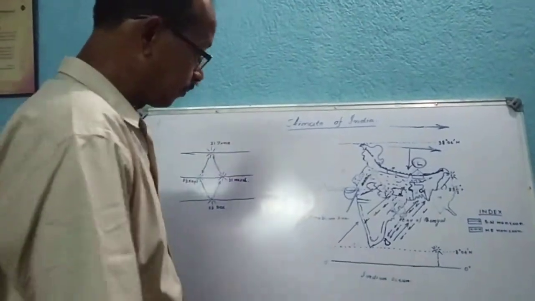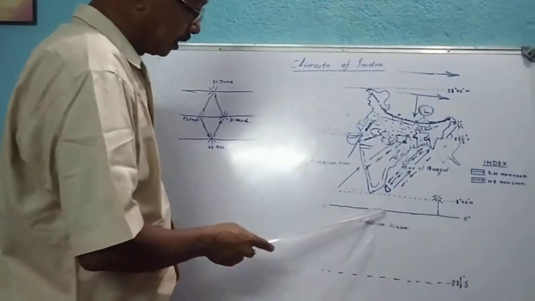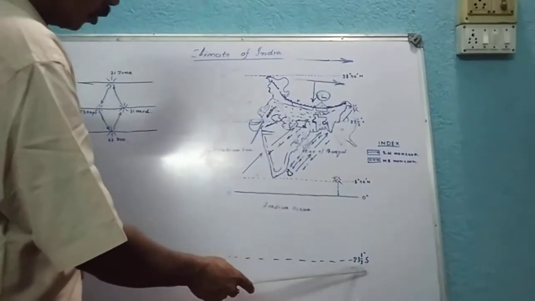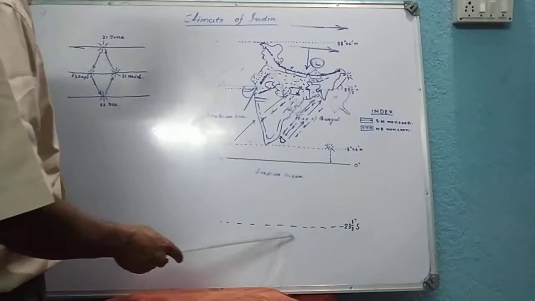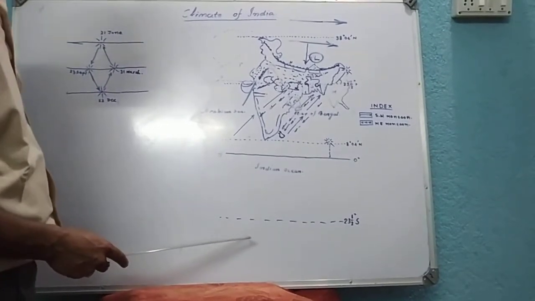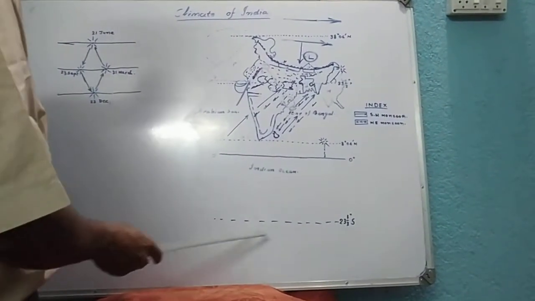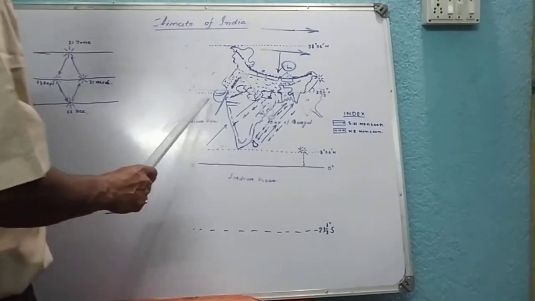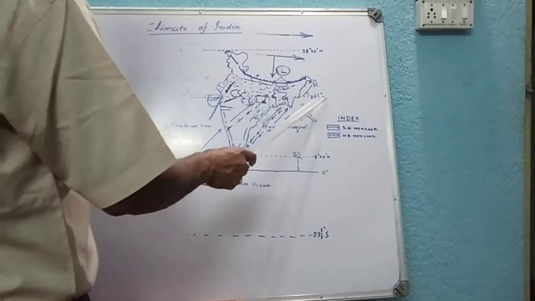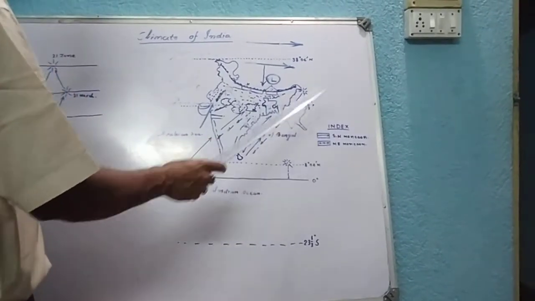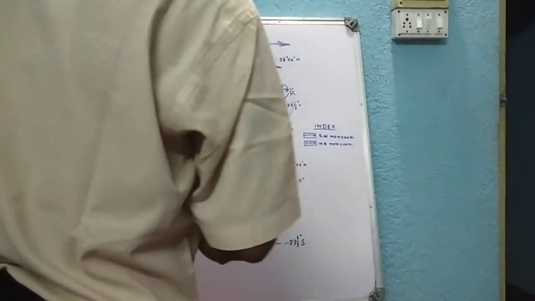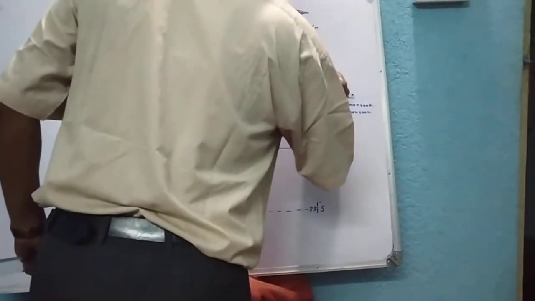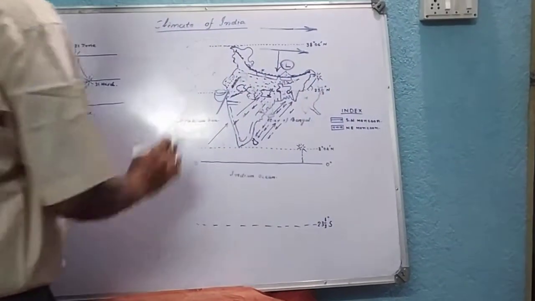Number one, this is your equator. This is 23.5 degrees south, your Tropic of Capricorn, and Tropic of Cancer, 23.5 degrees north. This is north.